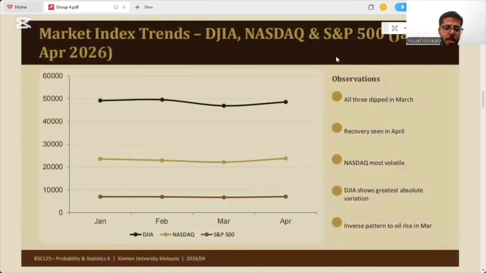And now, the market indices in the same period: all three dropped in March, then went up in April. So most important, when oil went up in March, the indices went down. This is an inverse pattern.